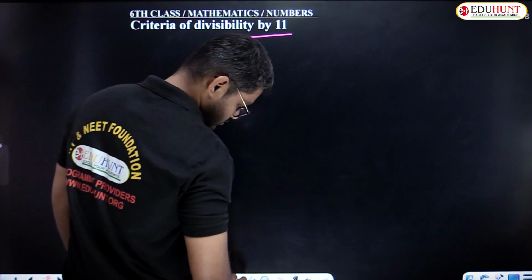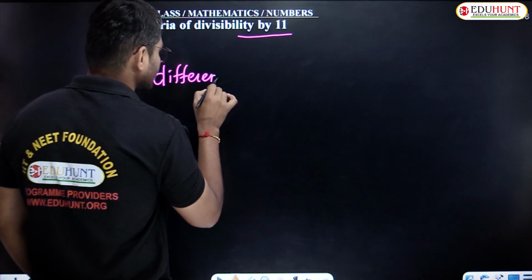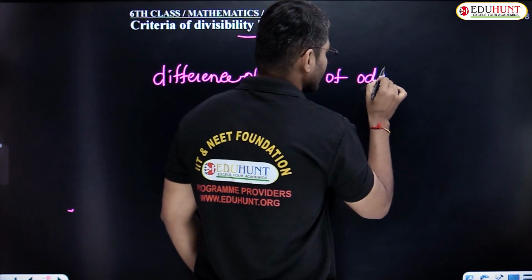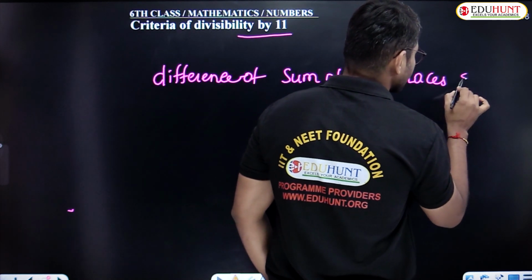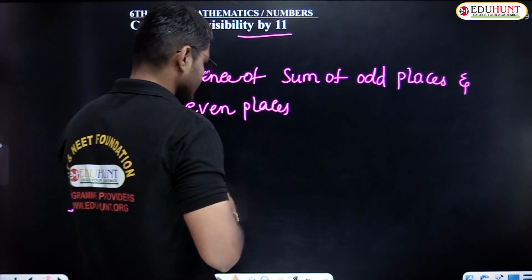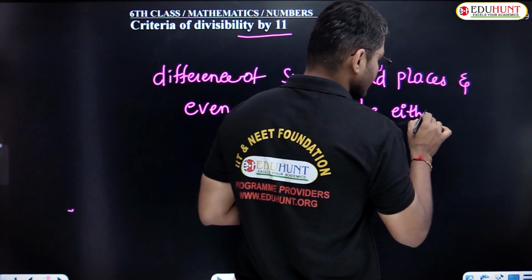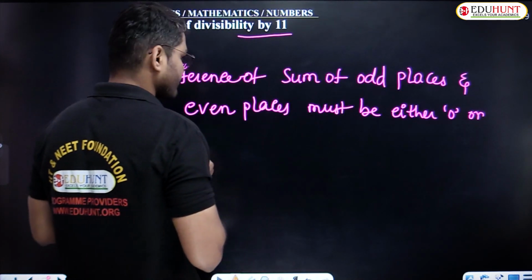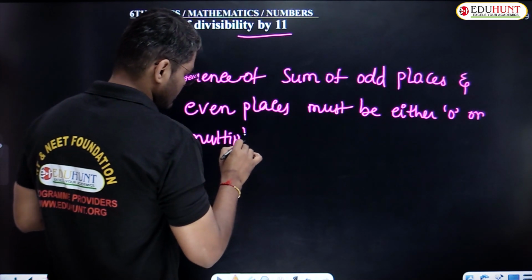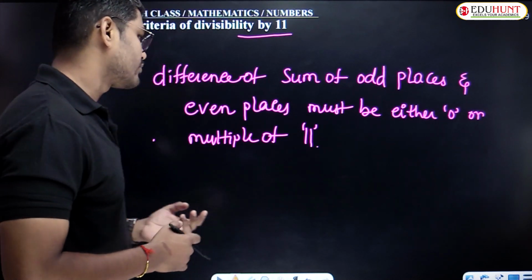The difference of the sum of odd places and even places must be either 0 or a multiple of 11. Then that whole number is divisible by 11. Let's take one example.